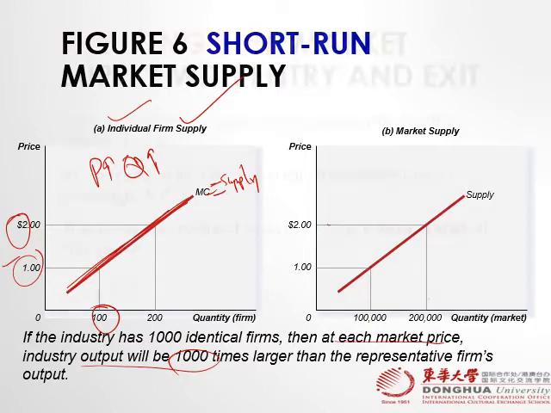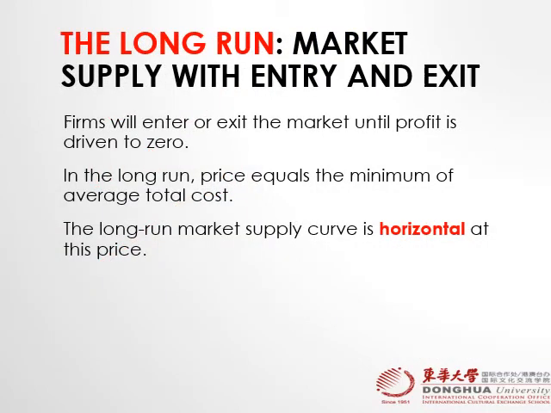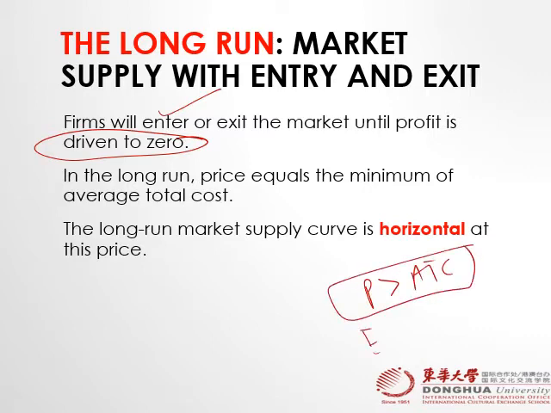So let's talk about the long run analysis. And the long run analysis is a little bit different. Why? Because firms will enter or exit the market until profit is driven to 0. Why is that? Because whenever the price is greater than average total cost, it triggers which condition? Entry, right? A new firm will come to the market, and what happens? Price starts decreasing until price is equal to average total cost.